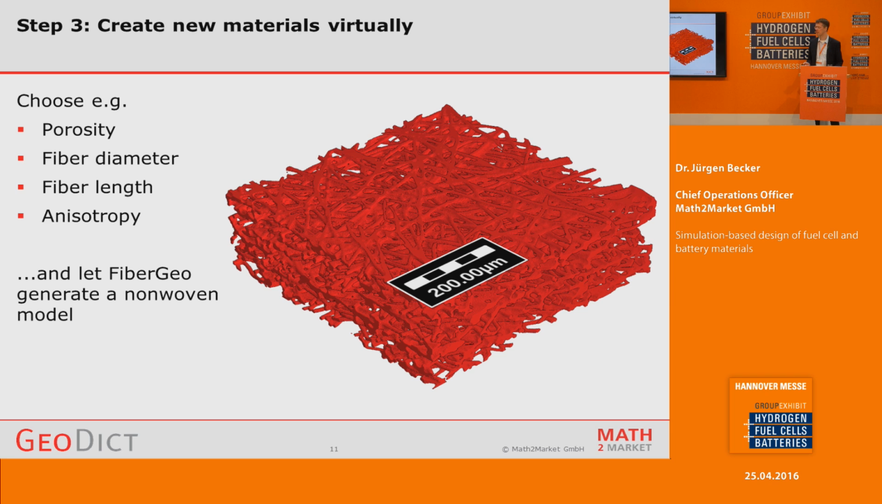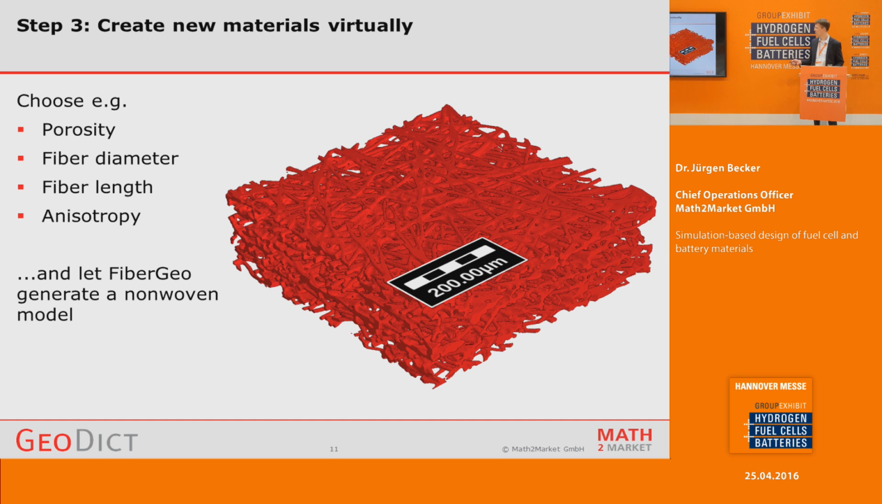So the third step is you have to create your own models now. So you want to prescribe some parameters for your materials. For example, for a gas diffusion layer, you want to say, I have a certain porosity, I want to be able to change fiber diameters, the fiber length, maybe also the orientation that the fibers have on average, and these kind of things. And then you can let the software generate such a structure.